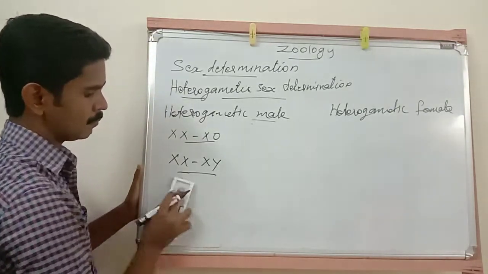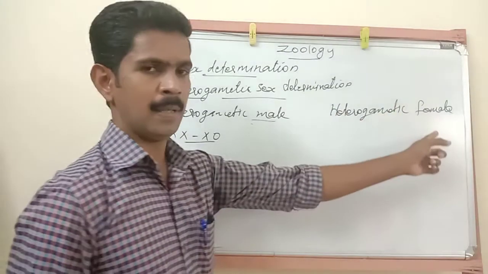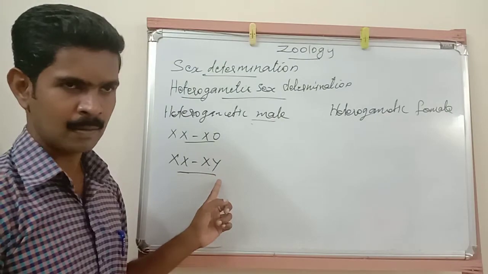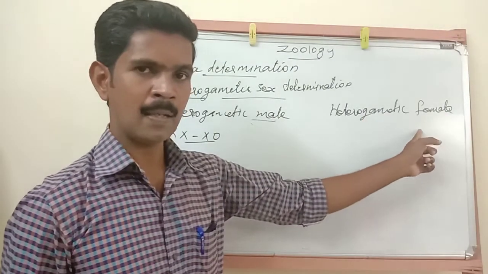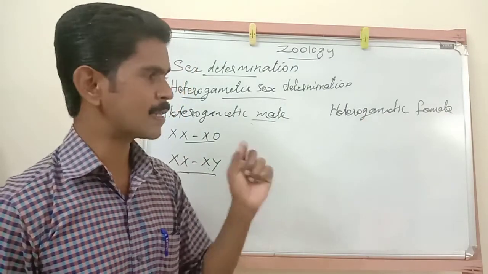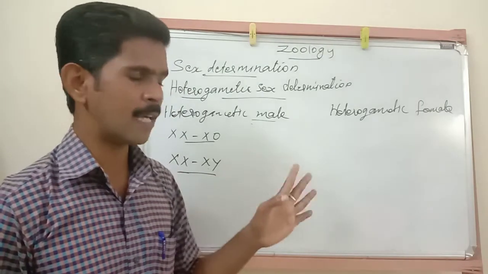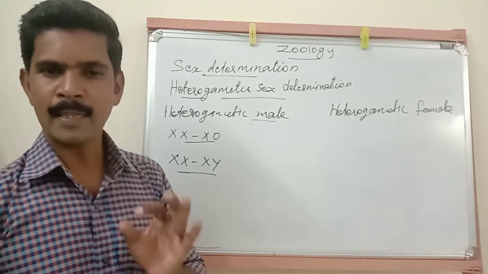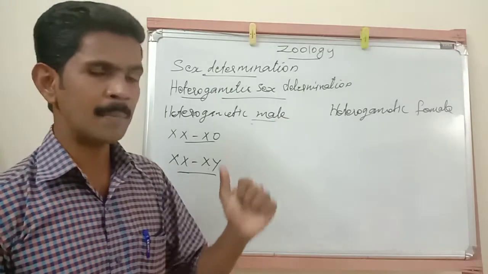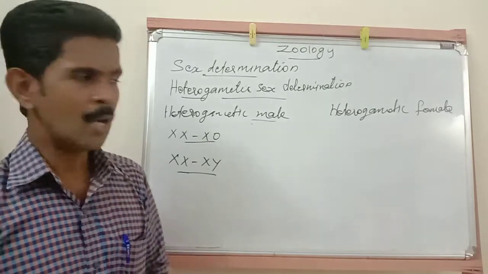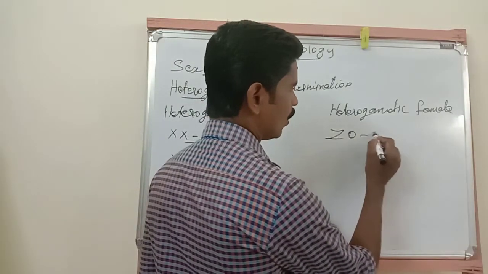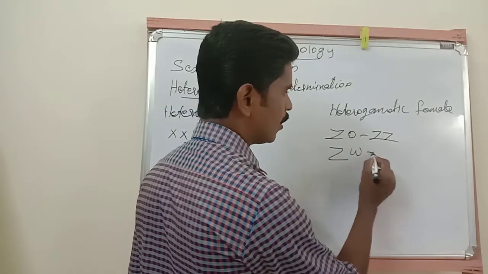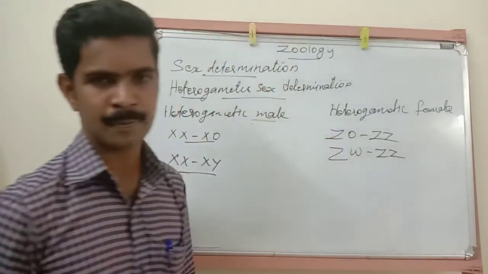Then next, heterogametic female. In heterogametic male, only the male's sex chromosomes are different, dissimilar. But in heterogametic female, the female has different sex chromosomes but the male has the same sex chromosomes. Understand? So this heterogametic sex determination is divided into two types. One is ZO-ZZ type. The next one is ZW-ZZ type.